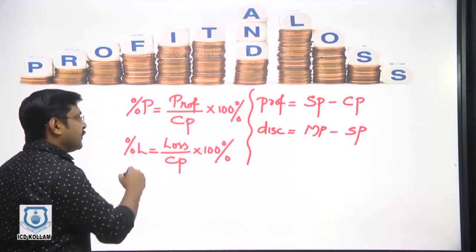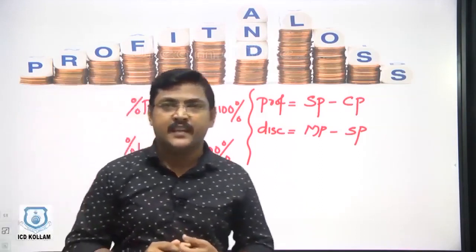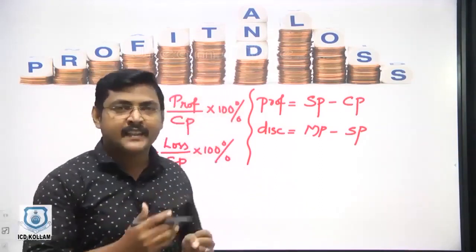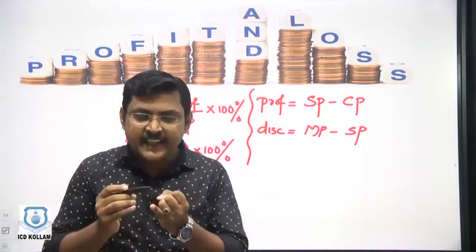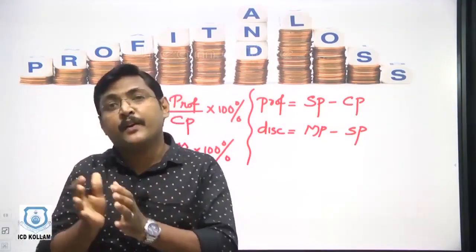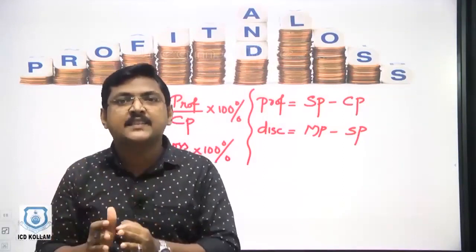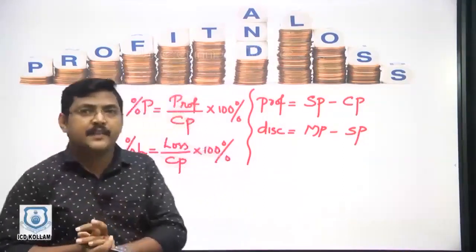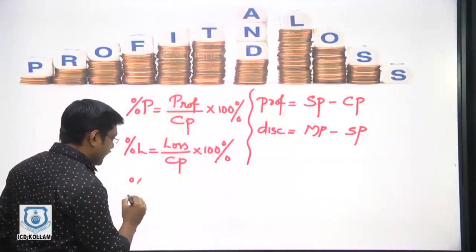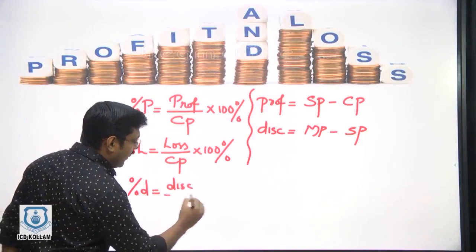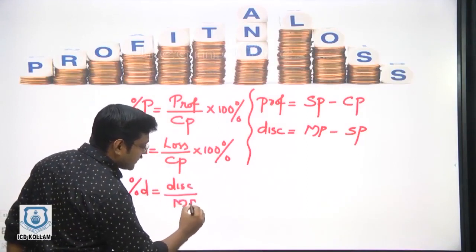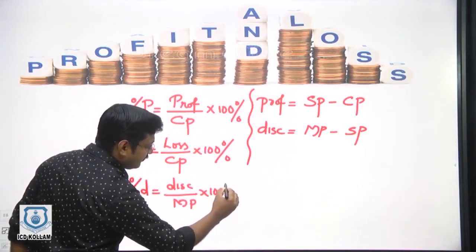Okay, so loss percentage, and the next one is discount percentage. Always remember that I already said that discount always depends on marked price. So simply I can say like this: profit and loss always depend on CP, and discount always depends on marked price. So next, discount percentage is equal to discount divided by marked price into 100%.